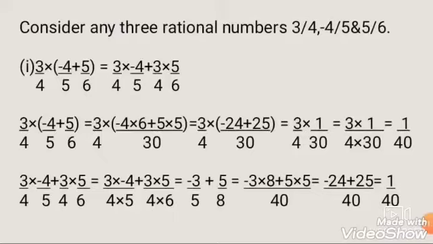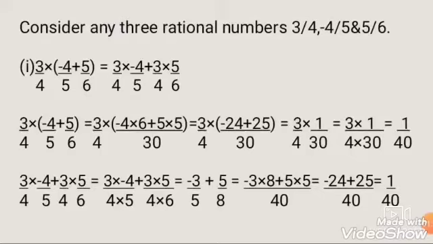So at last we get 3 by 4 into 1 by 30. Since we know that 3 and 30 have a common factor of 3, 3 is cancelled as 1 and 30 is cancelled as 10. So we get 1 by 40. So the LHS is 1 by 40. Now we move to the RHS.